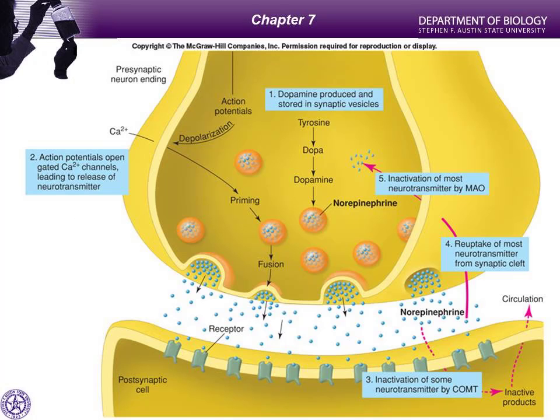So this is just our example of reuptake of the transmitter. You can have inactivation by MAO inhibitors here. It's also in the membrane. And then we have the inactivation by the enzymes in the postsynaptic membrane.